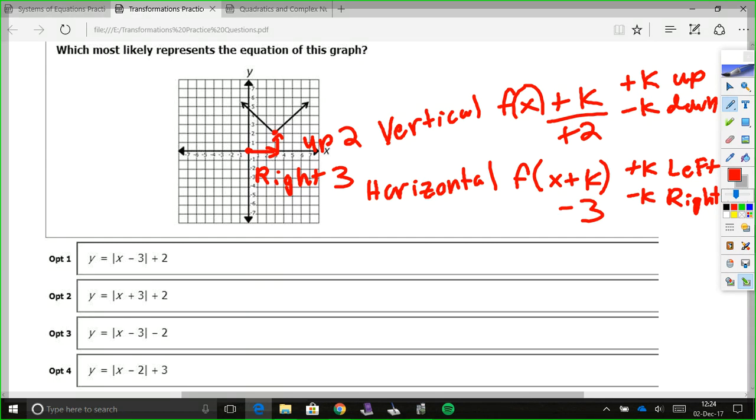So the only option that says a minus 3 on the inside and a plus 2 on the outside is option 1. So option 1 would be your answer here. All right, but you have to kind of remember these facts, the vertical, the horizontal. Those are just one of those things you want to have memorized for our exam.